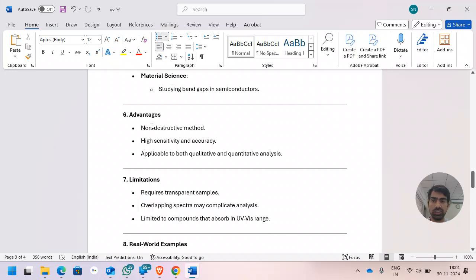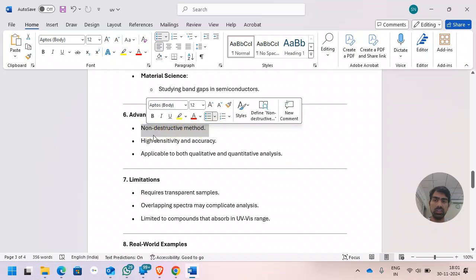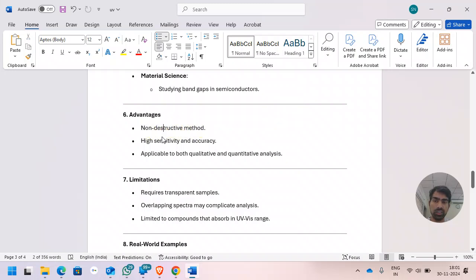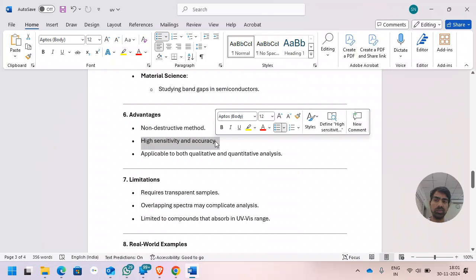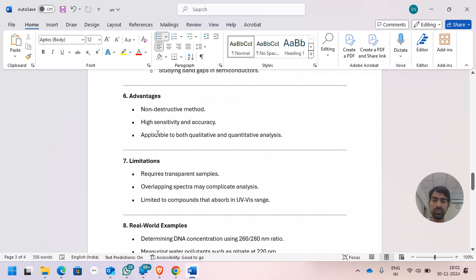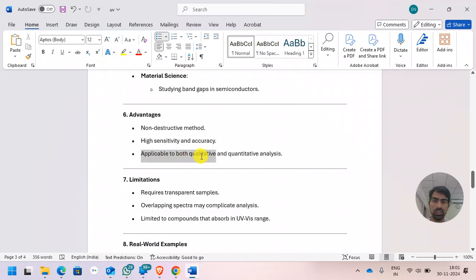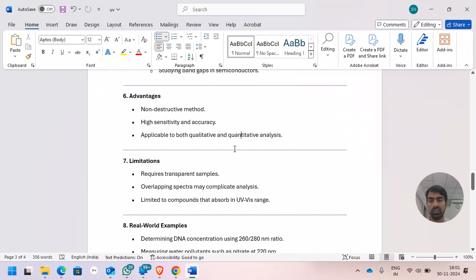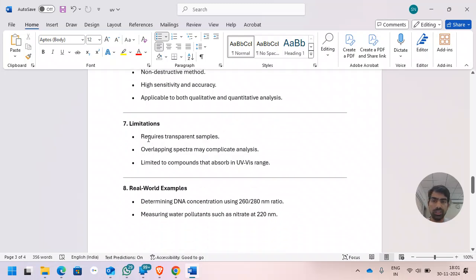Advantages. It is a non-destructive method. The method is more accurate. However many times we do it, we get almost the same value. It has high sensitivity and accuracy. We can measure in decimal points, even to the 0.01 level after the point. It applies to both qualitative and quantitative analysis, for identification and measuring. Limitation.